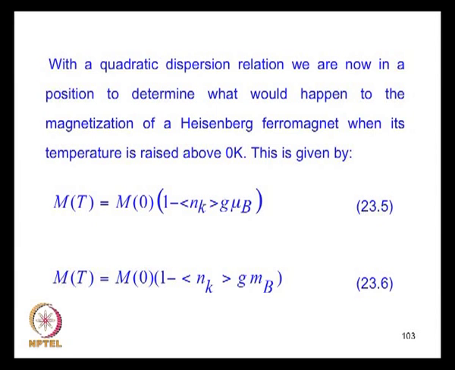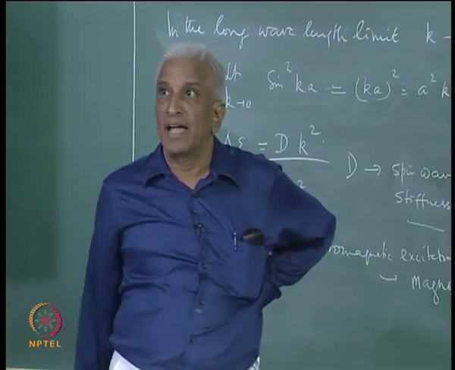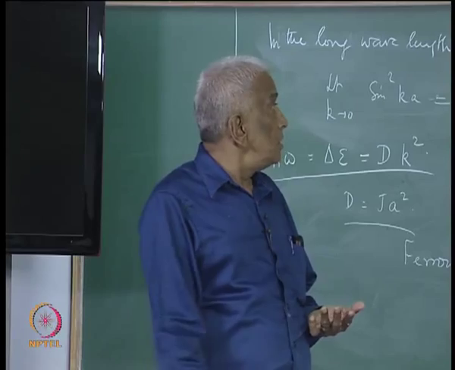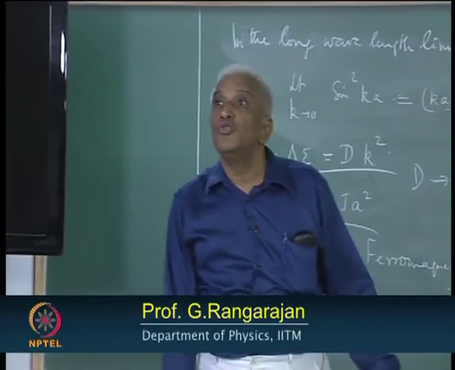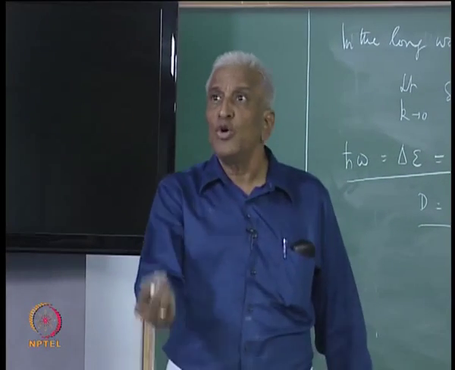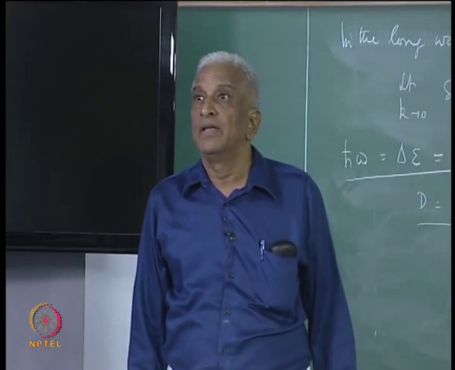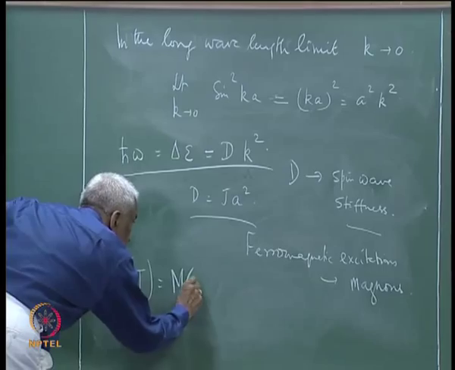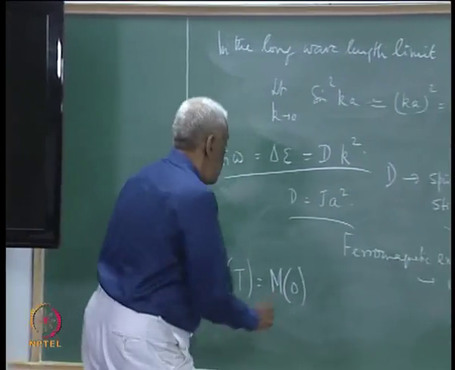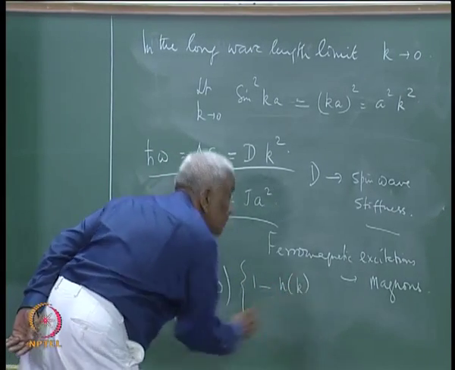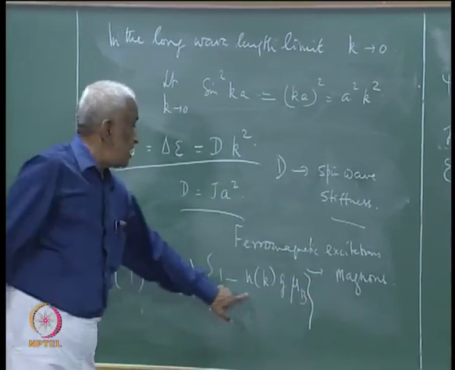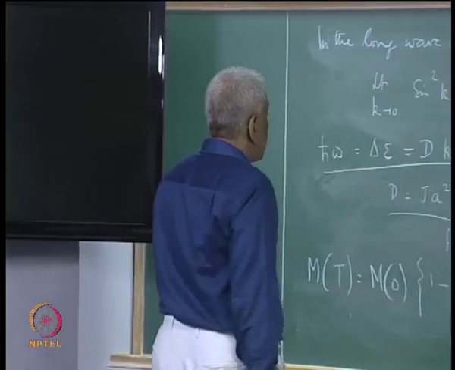How do we know that such an excitation spectrum is there? We know it by measuring the magnetization. So, suppose we have a Heisenberg ferromagnet and we raise its temperature above 0 K. At absolute 0, all spins are lined up parallel and the ferromagnet is in its ground state, which we take as the 0 of energy. Now, we slowly warm up the Heisenberg ferromagnet above 0 K, and then we get a magnetization which is a function of temperature, and this is describable in terms of m0 times 1 minus n of k times g mu b, where n of k is the number of magnons of wave vector k.